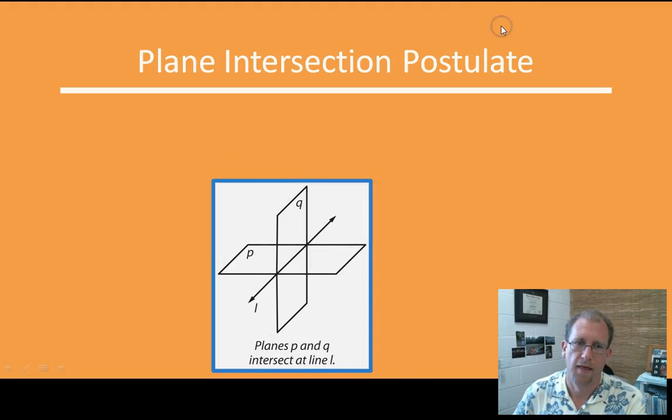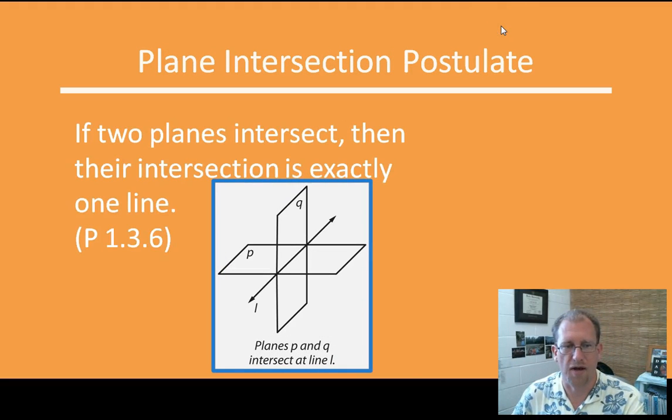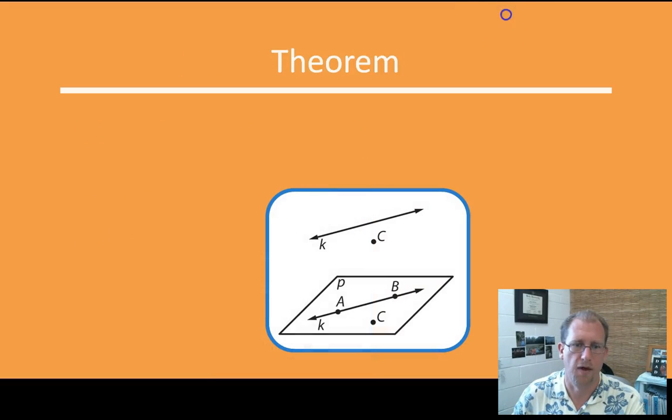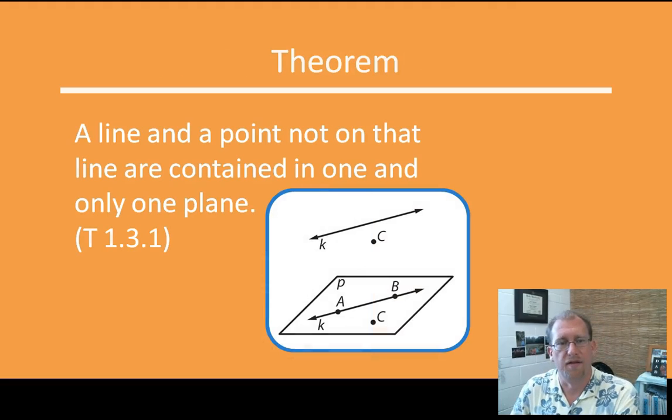Okay. The plane intersection postulate. If two planes intersect, then their intersection is exactly one line. And you saw this already in 1.2, where you had to say, what kind of object is there where two planes intersect? And we've already looked at that, and the answer is a line. Two planes intersect in one line, not in multiple lines, only in one line. Okay?